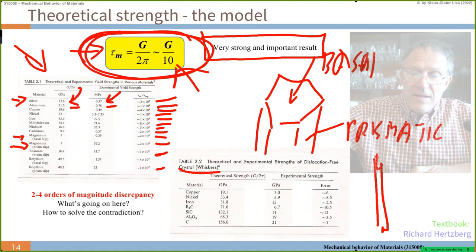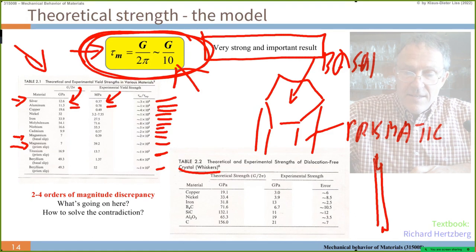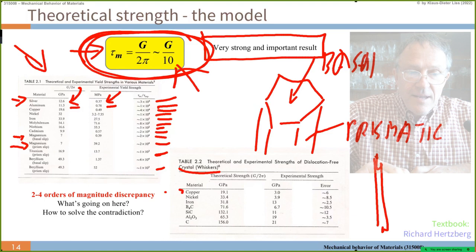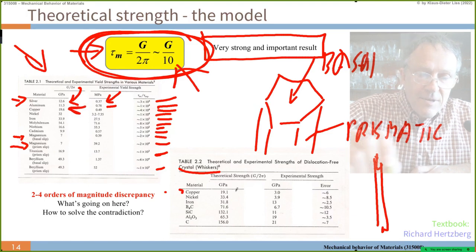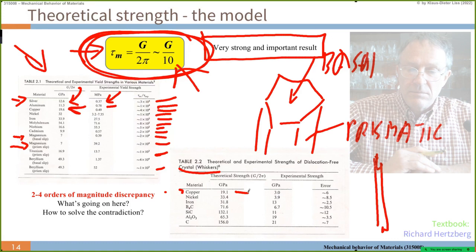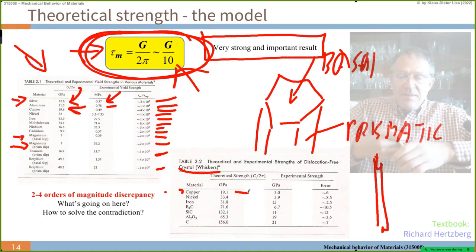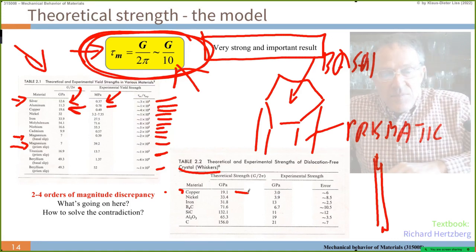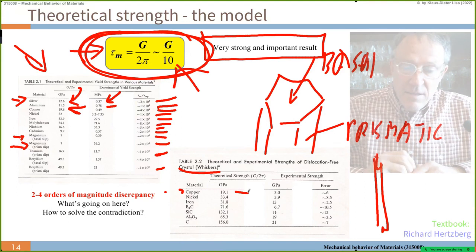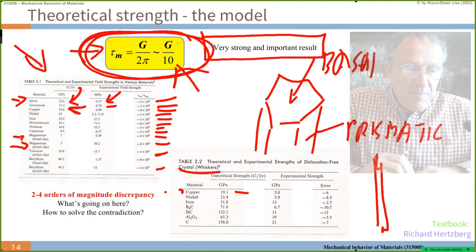But even there's a discrepancy. In copper, the theoretical strength is 19.6. So here is 19.6, here's 19.1. Same order of magnitude. That depends a little bit on the people who make the table and where they get the values from. But the same, 19 point something.